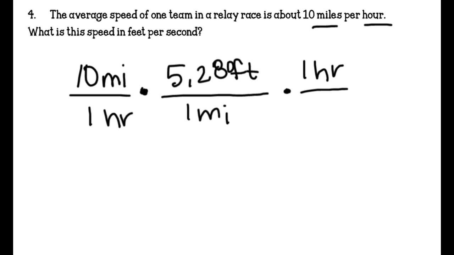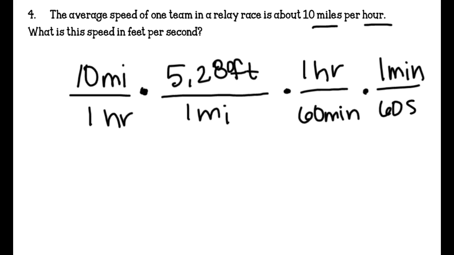And then that's 60 minutes for 1 hour. And we're trying to get it to seconds, so we go down even further and we do 1 minute is 60 seconds. So miles cancel off, hours cancel off because they're diagonal even though there's something between them, and minutes cancel off. So I'm left with feet per second.